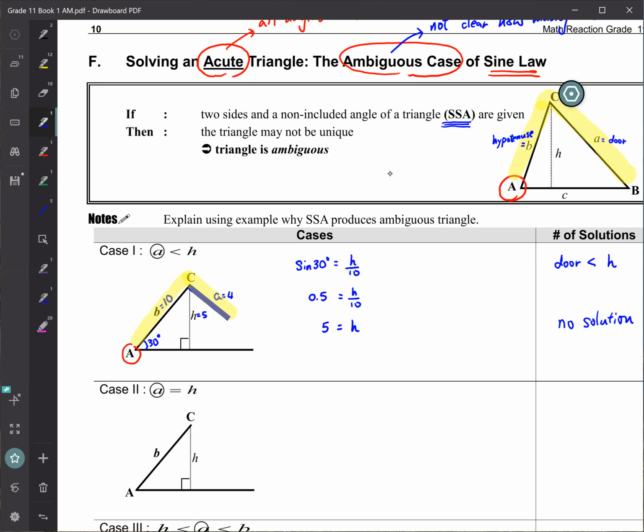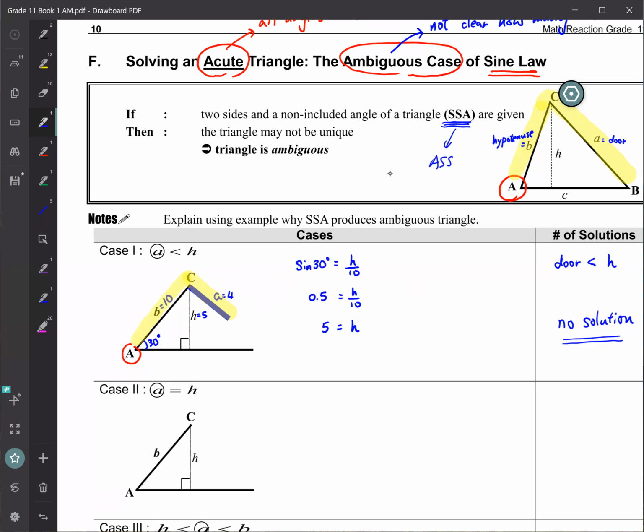Any questions about this one? Okay, so when you get a question that's given an angle and a side, when you have an SSA, then you need to check the height and check the door. And if the door is shorter than the height, then you just say no solution. You don't even need to find anything.